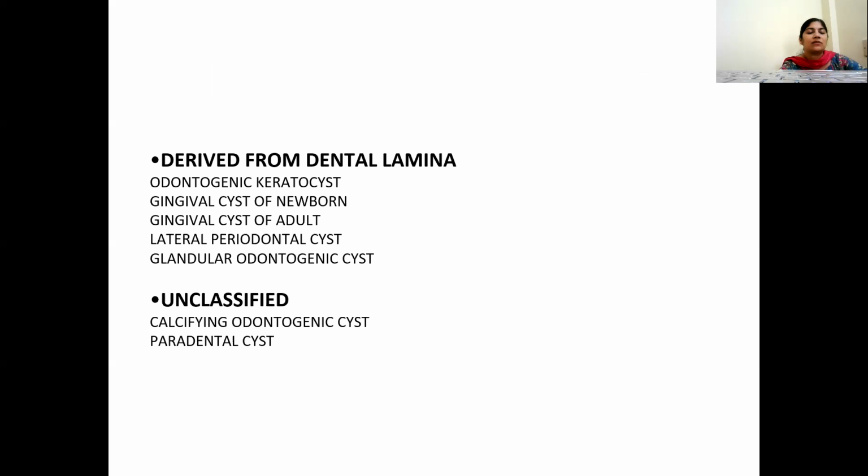Derived from the dental lamina: the maximum number of cysts is derived from the dental lamina rests. The remnants of dental lamina are called the cell rests of Serres. The cysts derived from these are odontogenic keratocyst, otherwise called primordial cyst, gingival cyst of newborn, gingival cyst of adult, lateral periodontal cyst, and glandular odontogenic cyst. Two are unclassified into any of the epithelial derivatives, that is calcifying odontogenic cyst and paradental cyst. So that is the classification of the cyst according to the tissue from which it is derived.